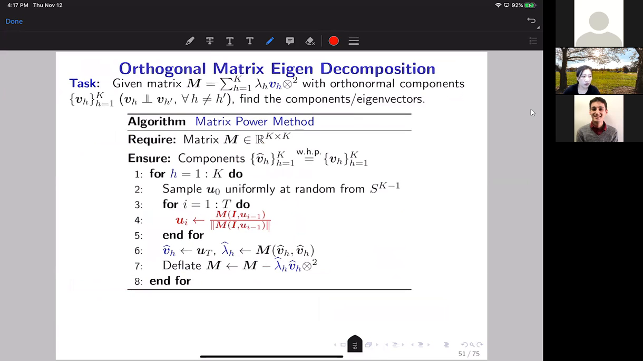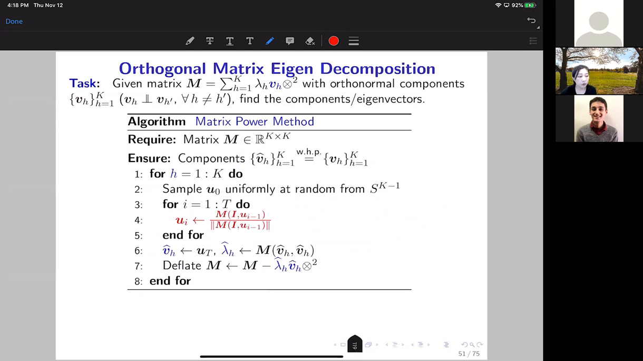Okay, so now going back to the power method for orthogonal matrix eigen decomposition. Since many of us are already familiar with this power method, let's just go over it quickly. The task again is, given a matrix with orthogonal components, you want to find the components. So that's the task, very simple. Of course, I'm not talking about the noisy version yet. We will in a second, but let's first talk about the noiseless one. So you are given a matrix, you want to find the components which are orthogonal. So you do the following.